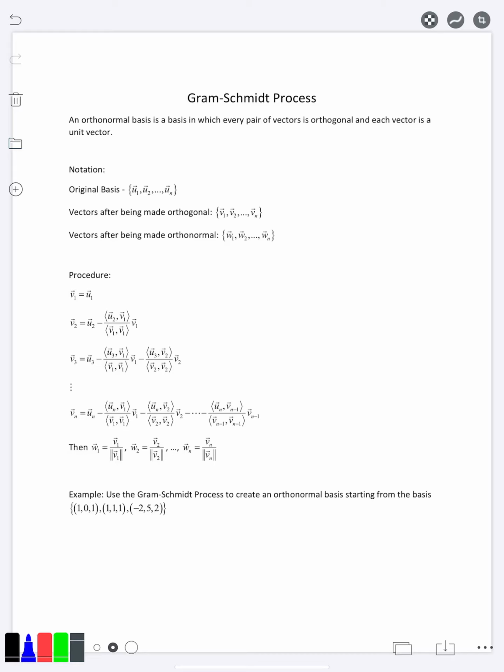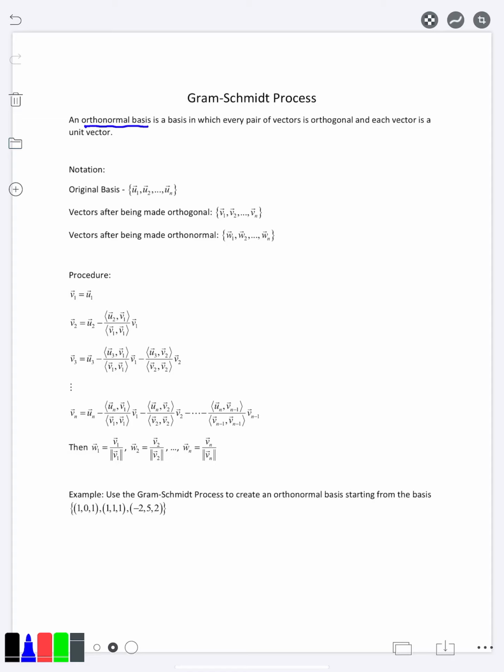We're going to learn about something called the Gram-Schmidt process. Before we can talk about the process, though, we need to say what it is we're talking about here. And so we need to describe something called an orthonormal basis.